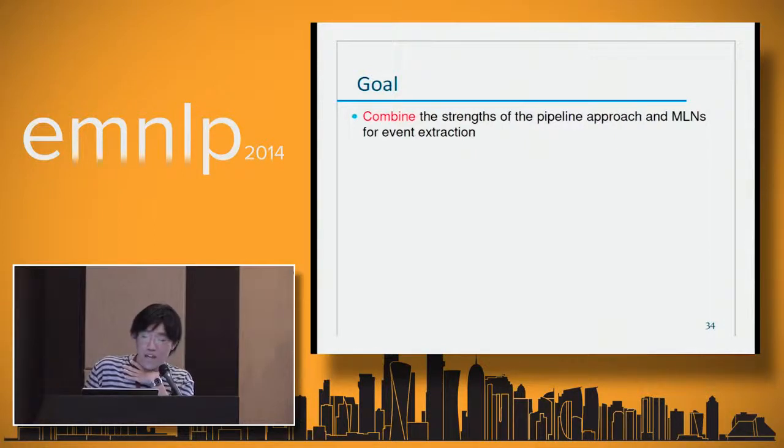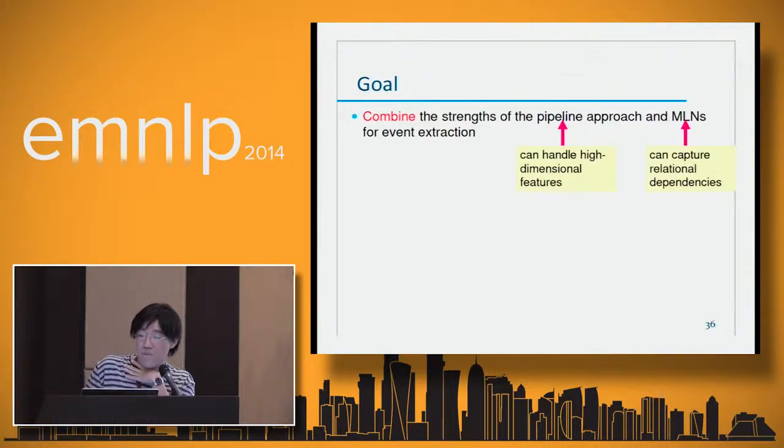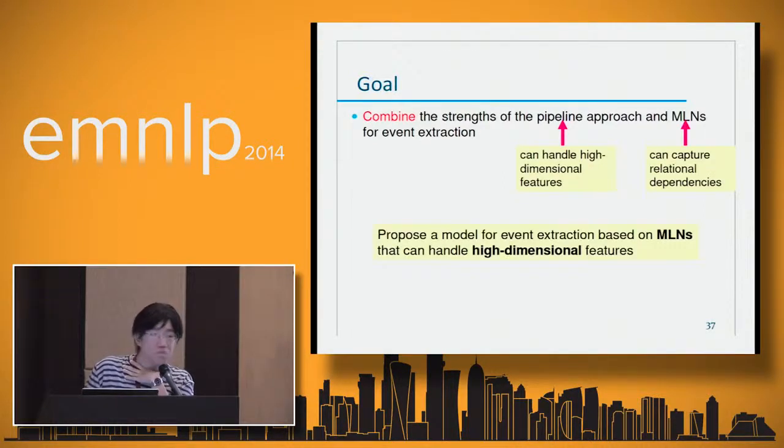And so our goal here is to combine the strengths of the pipeline approach and MLNs for event extraction. Again, the strength of the pipeline approach is that it can handle high-dimensional features. And the strength of MLNs is that they can capture relational dependencies. More specifically, we want to propose a model for event extraction based on MLNs that can handle high-dimensional features.